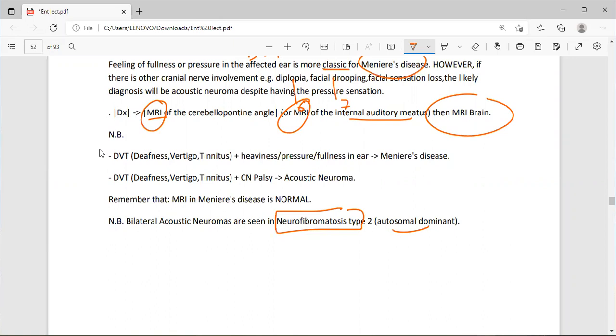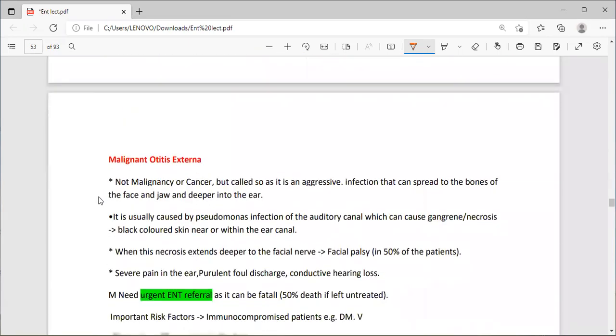The next one is DVT: deafness, vertigo, tinnitus, heaviness, pressure, fullness in the ear. It is Meniere's. Whenever you see a DVT plus any cranial nerve palsy, then it is acoustic neuroma. Remember that MRI in Meniere disease is normal. There will be bilateral acoustic neuromas seen in neurofibromatosis type 2. So whenever you see bilateral neuromas, you can suspect neurofibromatosis type 2.